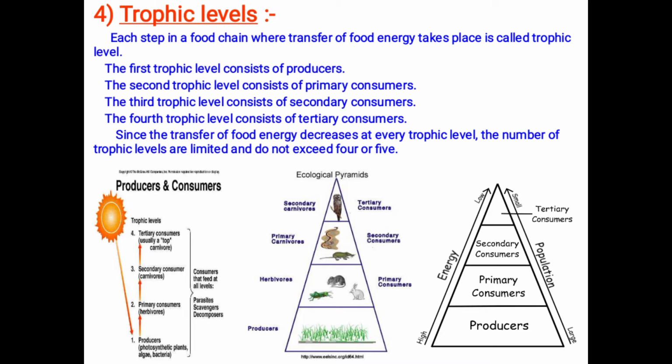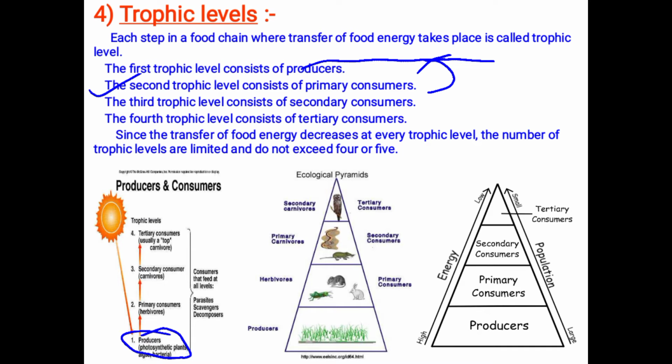First we will complete the trophic level. Each step in a food chain where transfer of food energy takes place is called a trophic level. The first trophic level always consists of producers, means plants, algae and certain bacteria, which have the capacity to prepare their own food. The secondary trophic level contains primary consumers, which eat the producer directly.